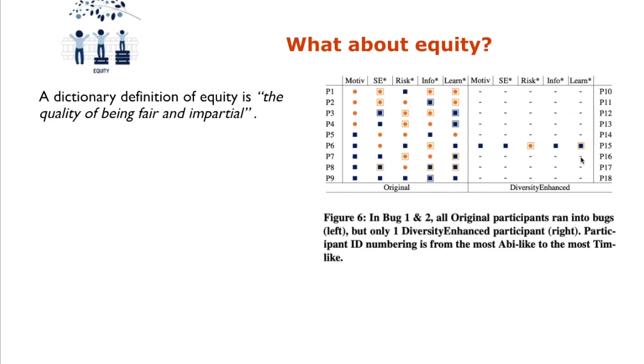Let's take an example of bug 1 and 2. So the colors of the shapes reflect the facet survey results, which we are not using for computing this, but we are using the outlines. So when it's an orange outline, it means it's an ABI facet that was verbalized during the think aloud. When it is a blue outline, it means it's a TIM facet that was verbalized during the think aloud.